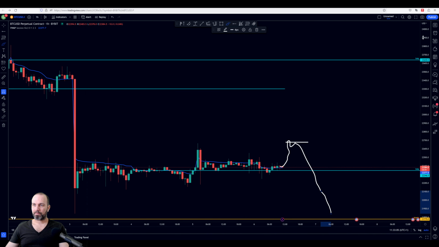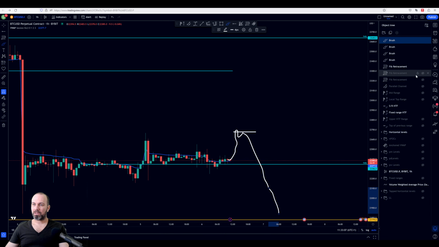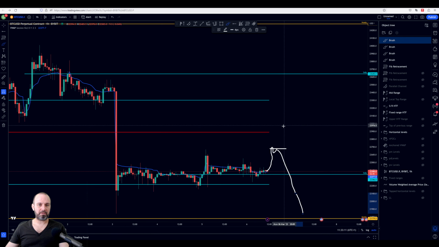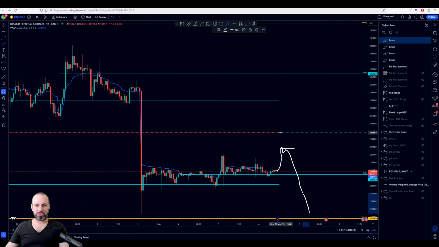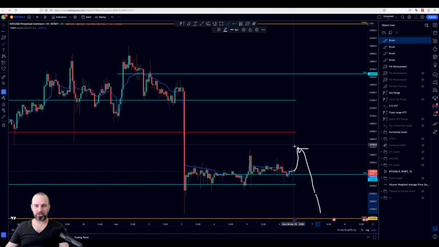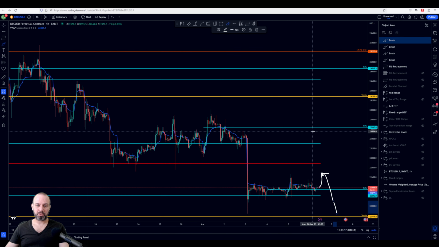I want to enable the mid range. Okay, we do have this here. We do have the point of control here. So actually the price could push now to the point of control. Also, we do have these lows here, right? But this was support, support, support. So maybe this area would be flipped to resistance, right?